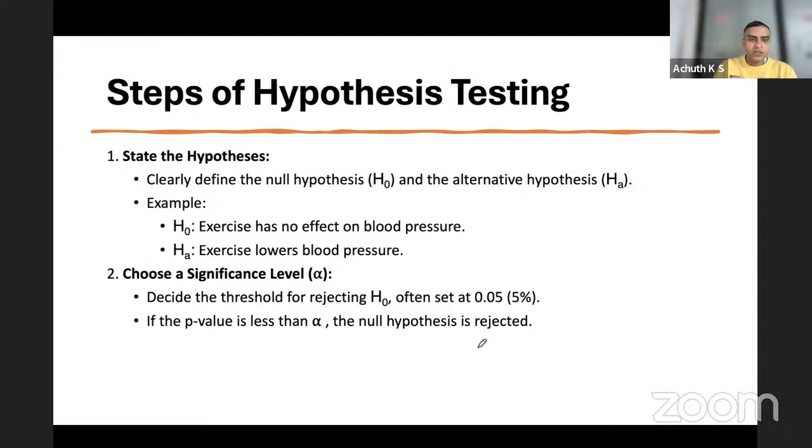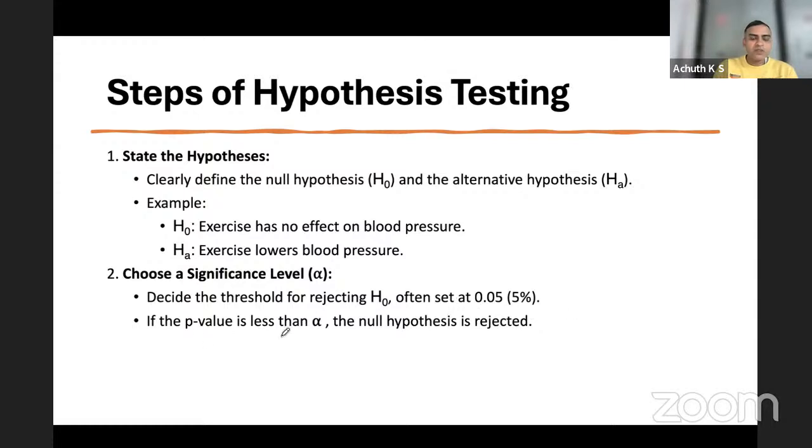When you say it is the alternative hypothesis, it is having some effect. It could be a positive effect or a negative effect. Then you have to set the significance level, that is the threshold level, because you have to set the errors also. You can't say that all these errors are mine. Decide the threshold level, often set at 0.05.